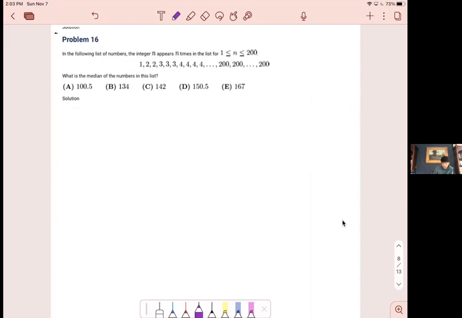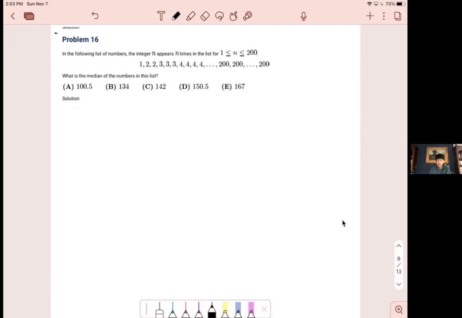Problem 16. In the following list of numbers, the integer n appears n times in the list for all values of n between 1 and 100. And there's a list 1, 2, 2, 3, 3, 3, 4, 4, 4, 4, 5, 5, 5, 5, 5, all the way up to 200, 200 times. What is the median of the numbers in this list?